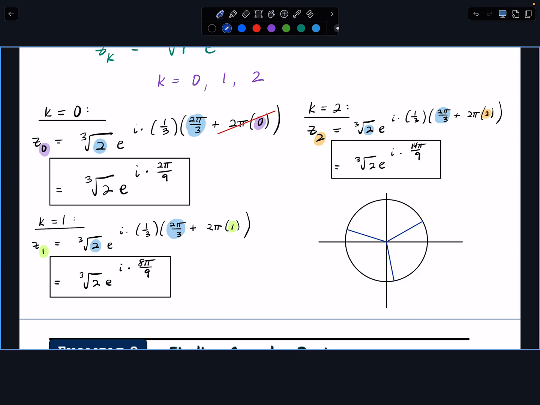120. How many degrees was this? 40. What's 40 plus 120? 160. What's 160 plus 120? 280. That's where those come from.